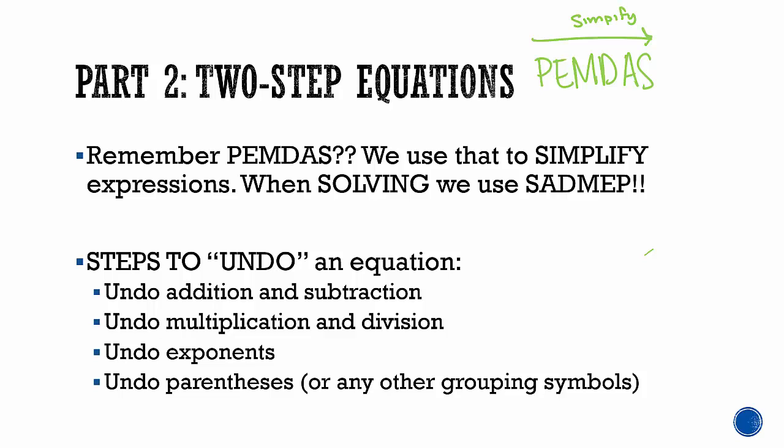But if I ask you to solve something, remember solving is basically undoing things. So we have to go backwards. You want to undo your addition and subtraction first, then undo your multiplication and division. Then you should technically undo exponents, but we won't be doing that at all in this section. So then we're going to skip right to undoing our parentheses or any other grouping symbol that you have. But for our purposes, it will just be parentheses if there is any.